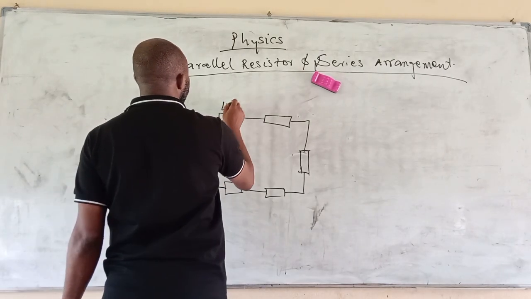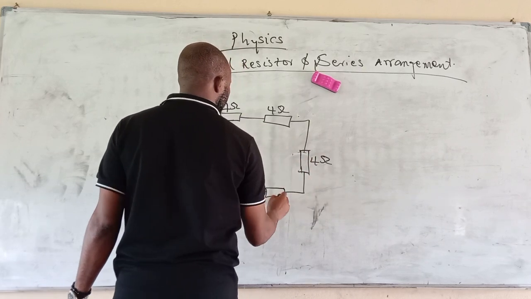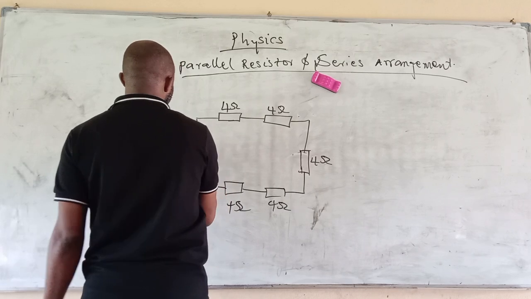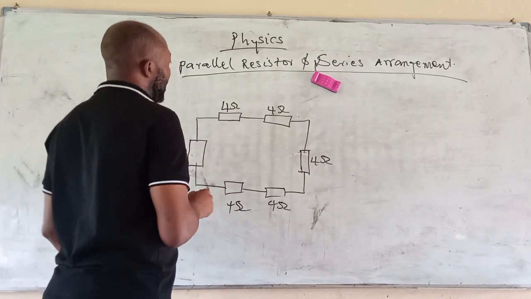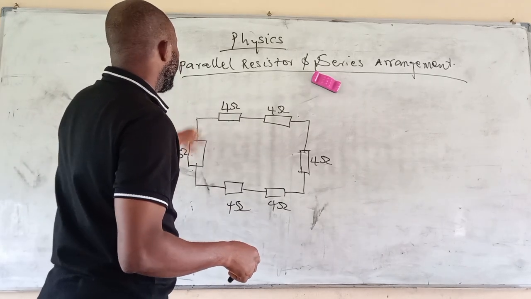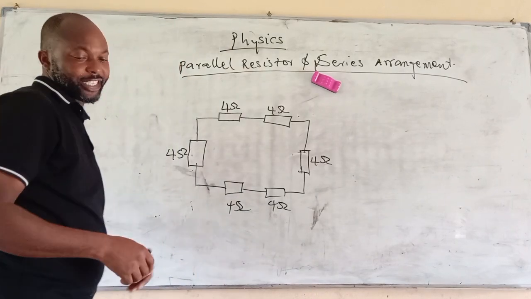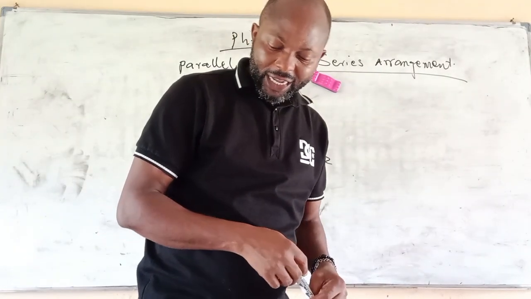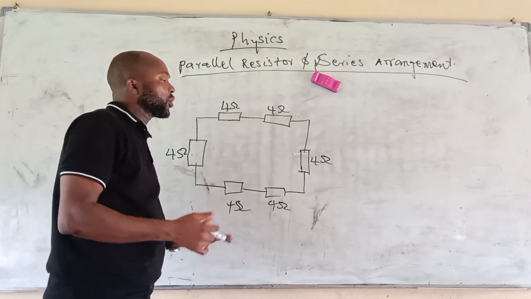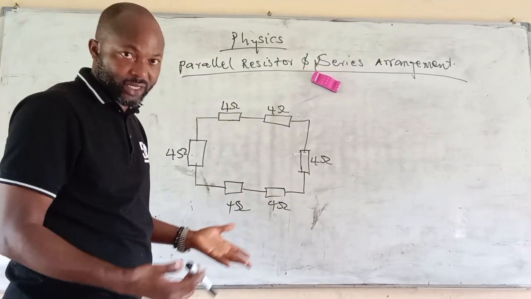Okay, 4 ohms, 4 ohms, 4 ohms. So these are the resistors, all of them 4 ohms: 1, 2, 3, 4, 5, 6 of them. Now, they are asking, find the effective resistance in the diagram above. This is the diagram. Now, the question is, are these resistors in parallel or are they in series?